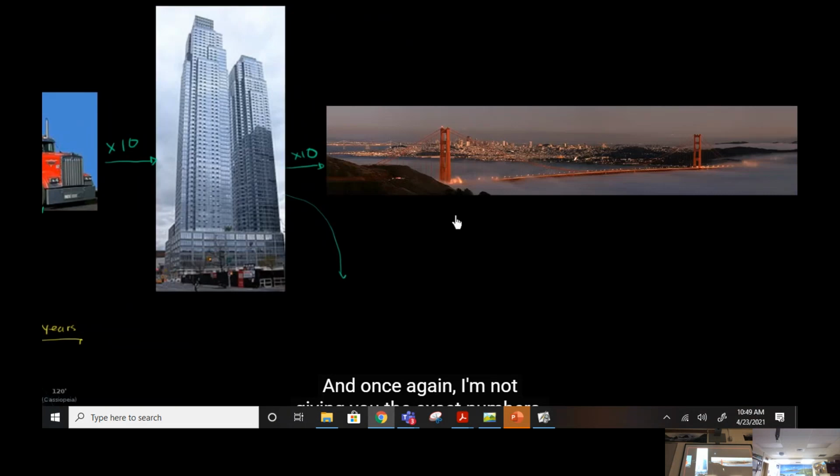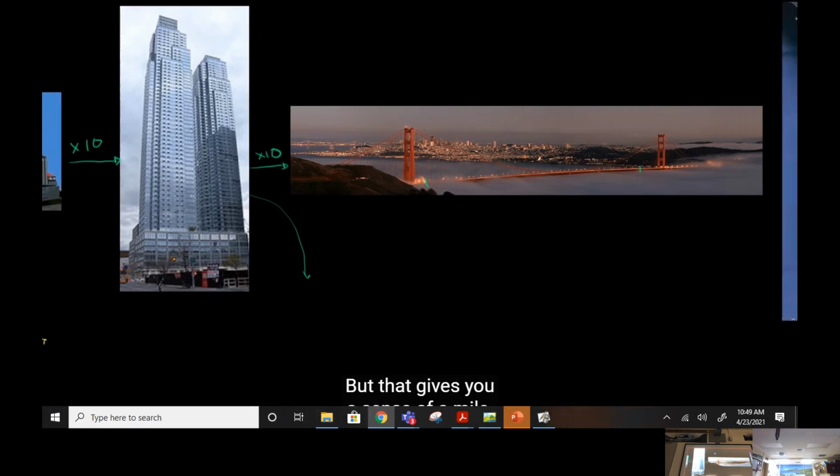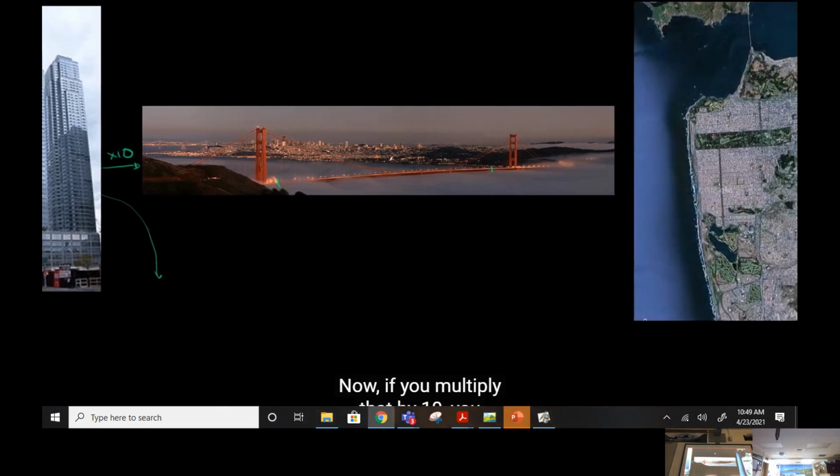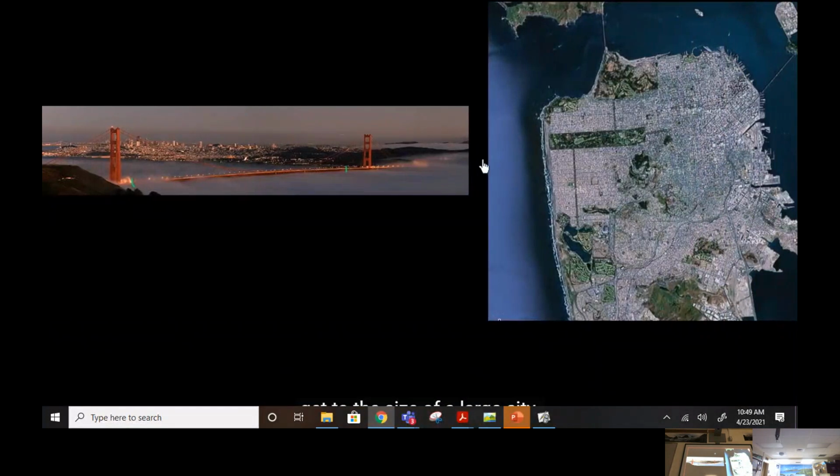And once again, I'm not giving you the exact numbers. It's not always going to be exactly 10, but we're now getting to something on the order of a mile long. So the Golden Gate Bridge is actually longer than a mile, but if you go within the twin spans, it's roughly about a mile. It's actually a little longer than that, but that gives you a sense of a mile. Now, if you multiply that by 10, you get to the size of a large city.